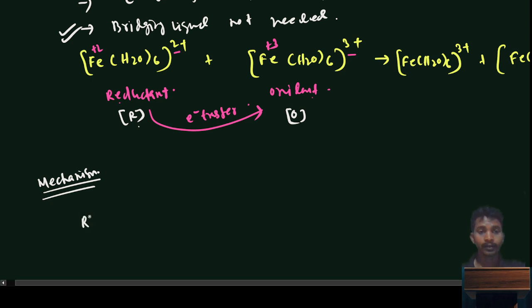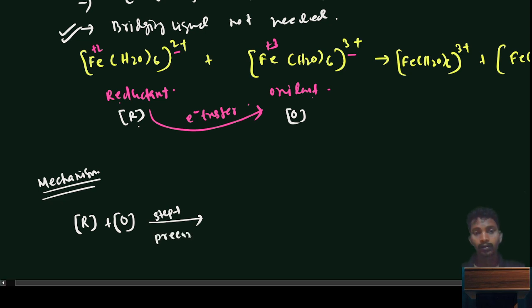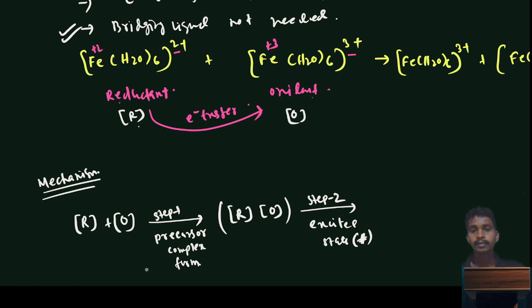Let's say this is the reductant and this is the oxidant. Step 1 is that the precursor complex forms, where the reductant and oxidant come closer. Step 2 is that it goes to the excited state, which I am representing by R and O.